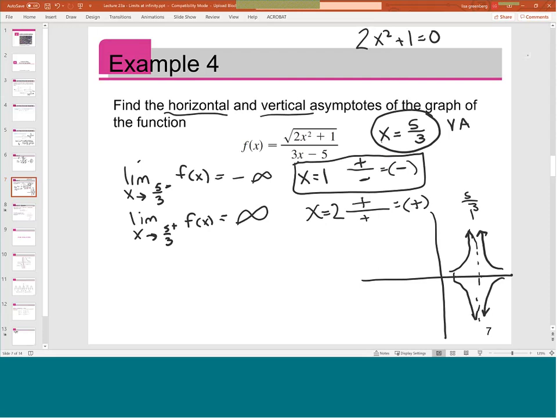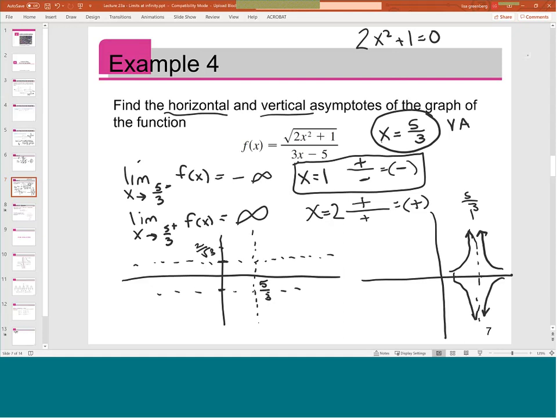So if I wanted to graph this, which is not what I'm asking you to do, you will not be graphing things, I just want you to have some understanding. So I have this vertical asymptote here at 5/3, right? And I also have a vertical asymptote, I said horizontal but I meant vertical, at 2 over the square root of 3. And I have another one here at minus 2 over the square root of 3.